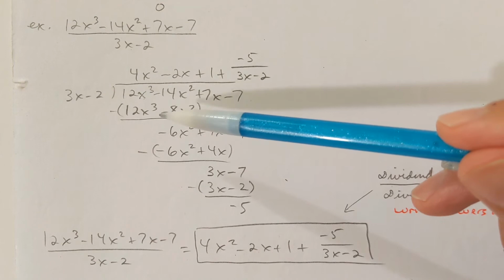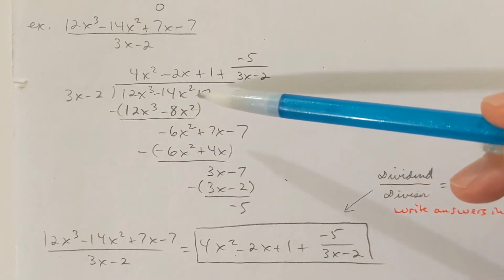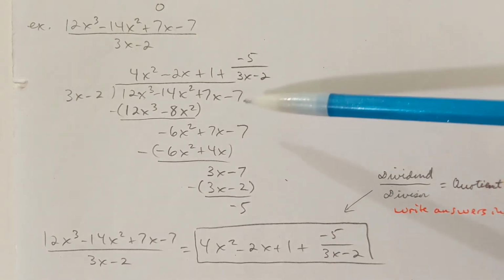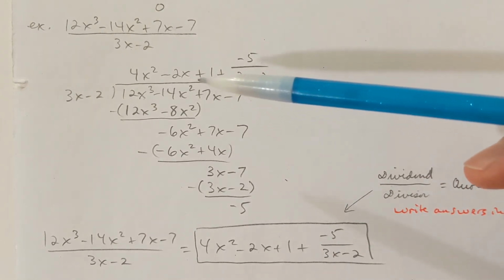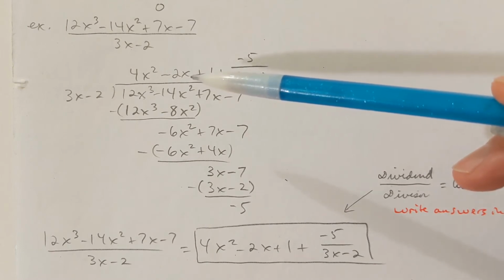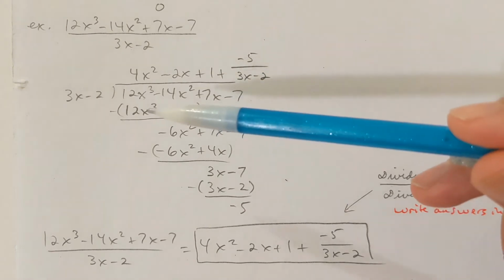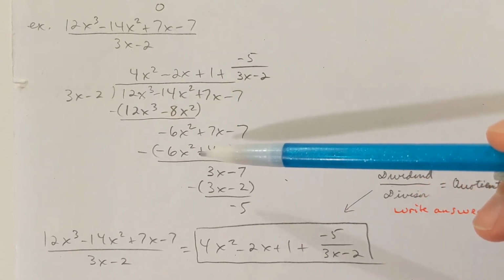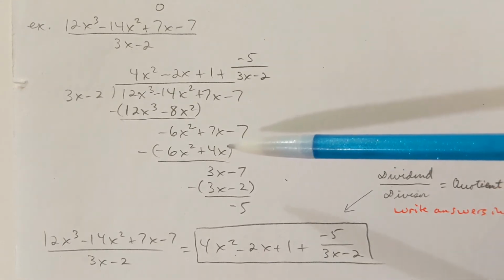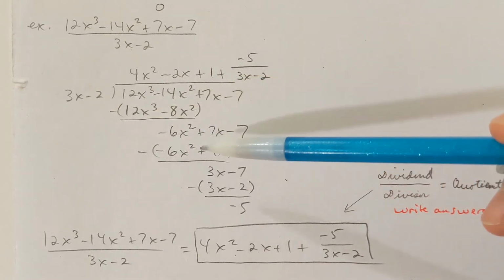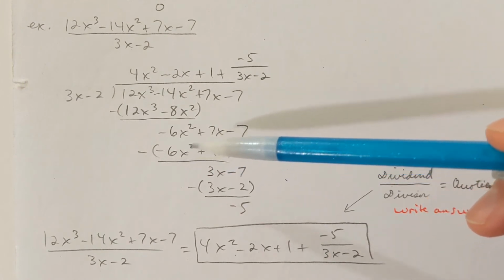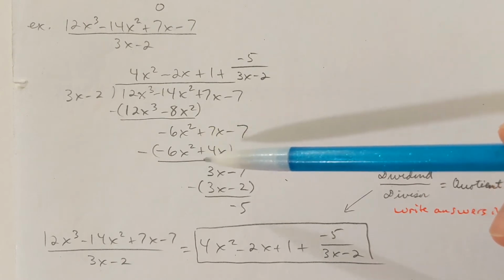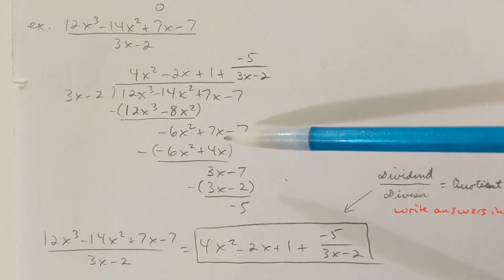So 12x cubed minus 12x cubed is 0. Negative 14x squared plus 8x squared gives me negative 6x squared. And I can bring down the next two terms. I get a minus 2x times 3x minus 2 gives me negative 6x squared plus 4x. Okay, I'm subtracting that, so I've got to switch all the signs. And negative 6x squared plus 6x squared gives me 0.